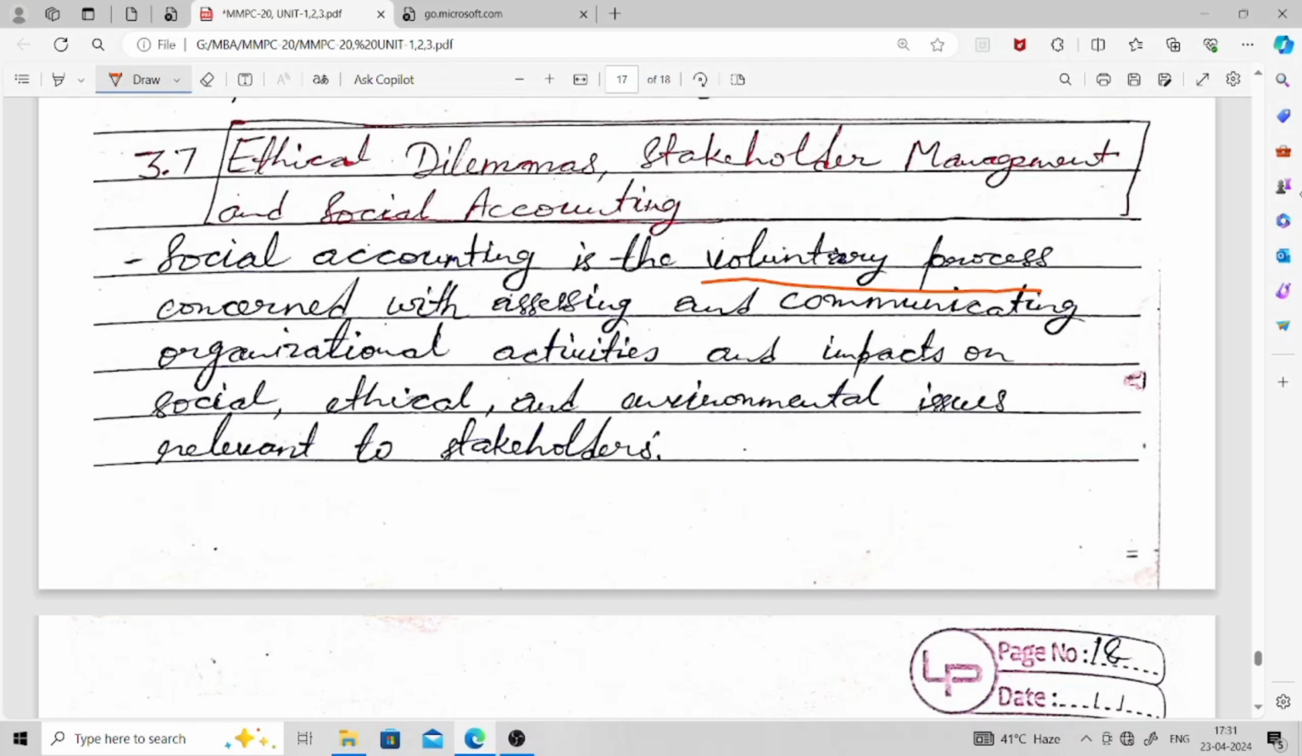So again I'm reading this one. Social accounting is the voluntary process concerned with assessing and communicating organizational activities and impacts on social, ethical and environmental issues relevant to stakeholders. So in simple words, you can say assessing and communicating organizational activities which impact society to the relevant stakeholders. So that much.